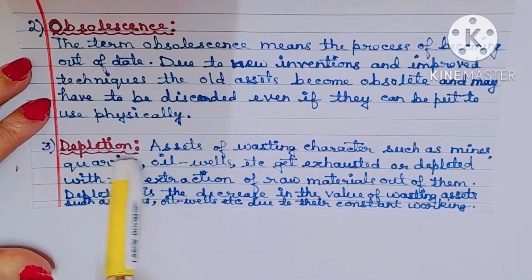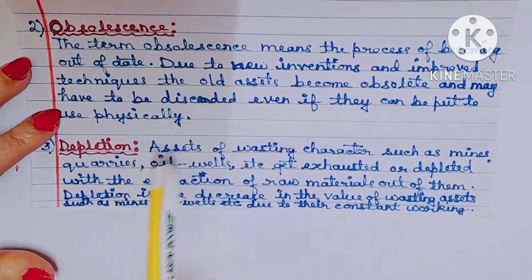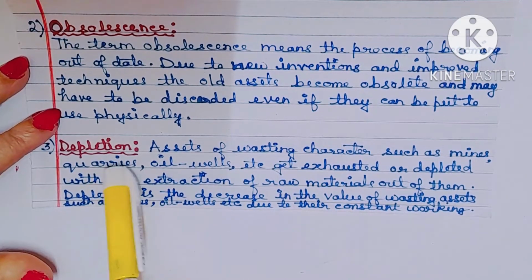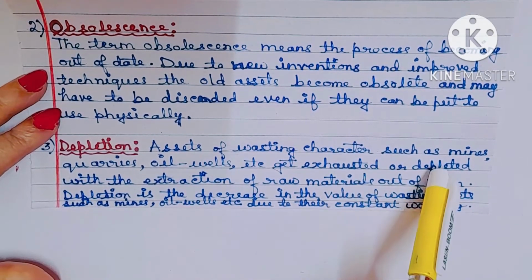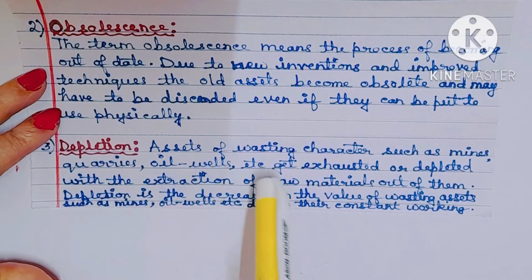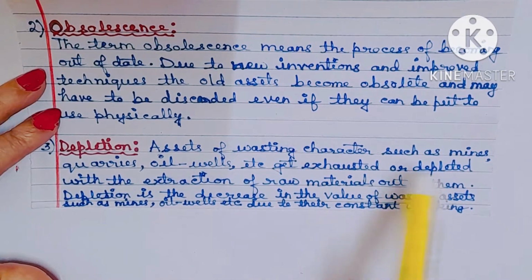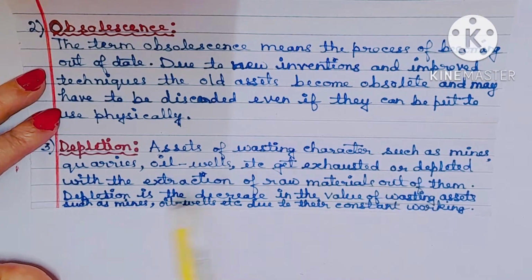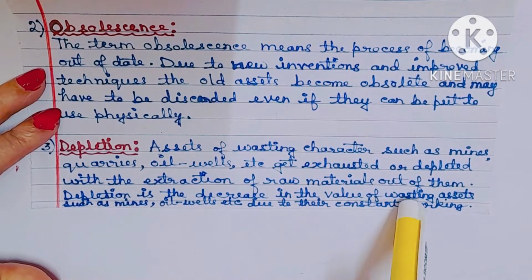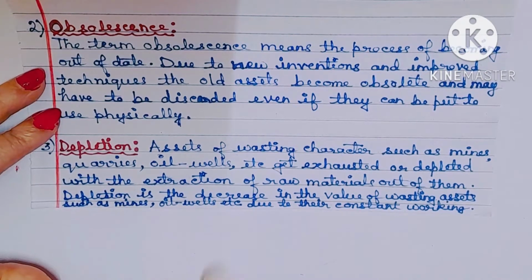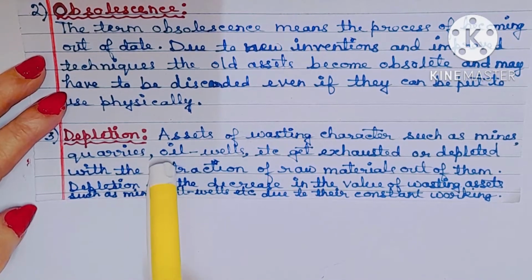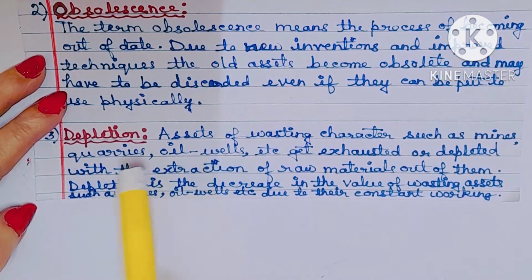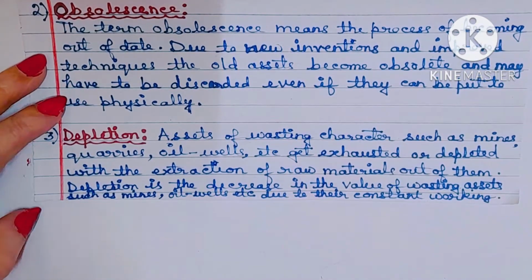Understood? Number 3. This is the third cause of depreciation. Depletion. I've already explained. Let me tell you once again. Assets of wasting character or nature such as mines, quarries, oil wells, etc. get exhausted or depleted with the extraction of raw materials out of them. Depletion is the decrease in the value of wasting assets such as mines, oil wells, etc. due to their constant working. Quarries means a place from where stones, sand and other materials are extracted.